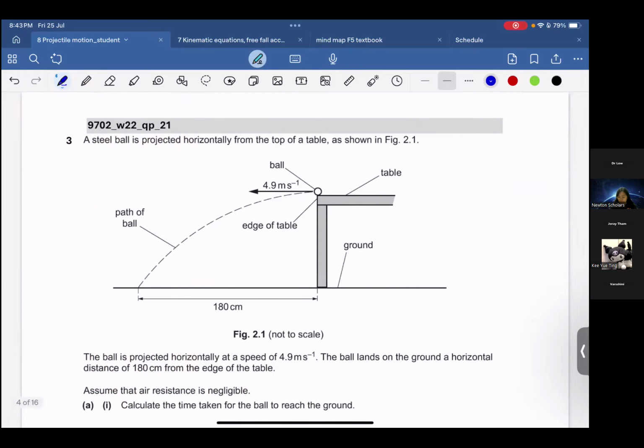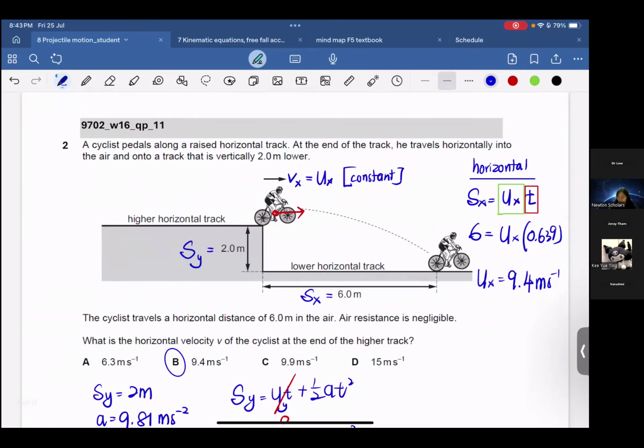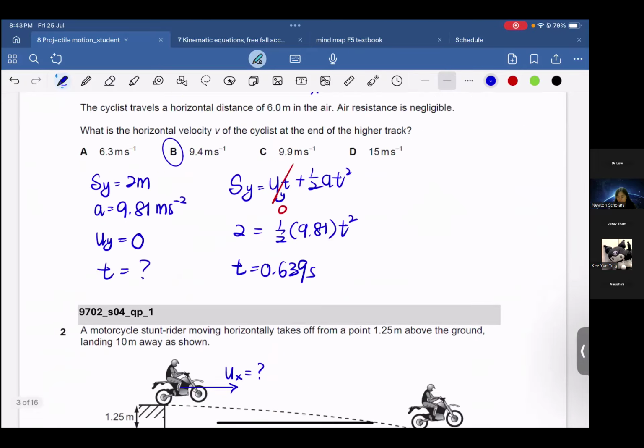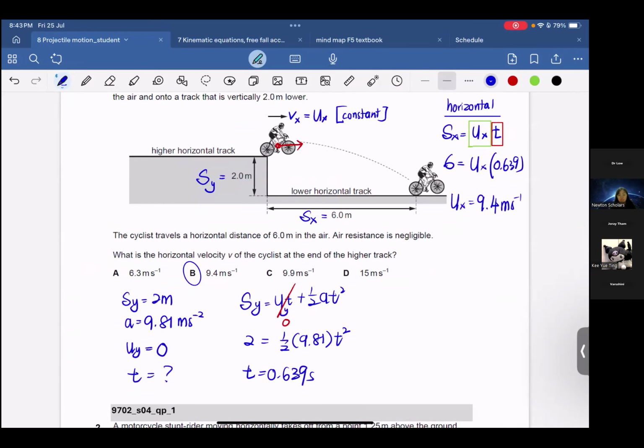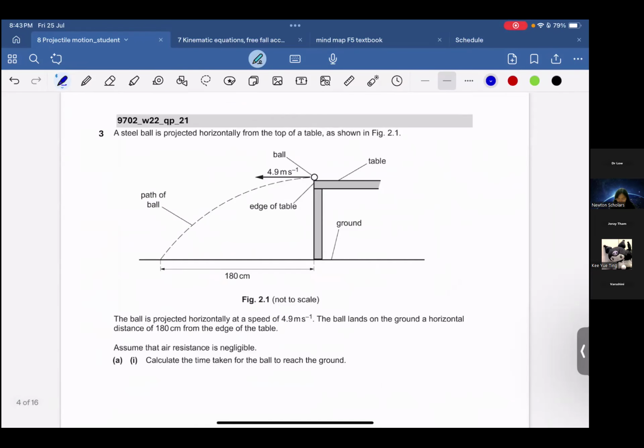Okay, go to next page. Page number 4. This working step is exactly the same as before. Okay, you practice only, boys and girls. Page number 4, where we projected horizontally.